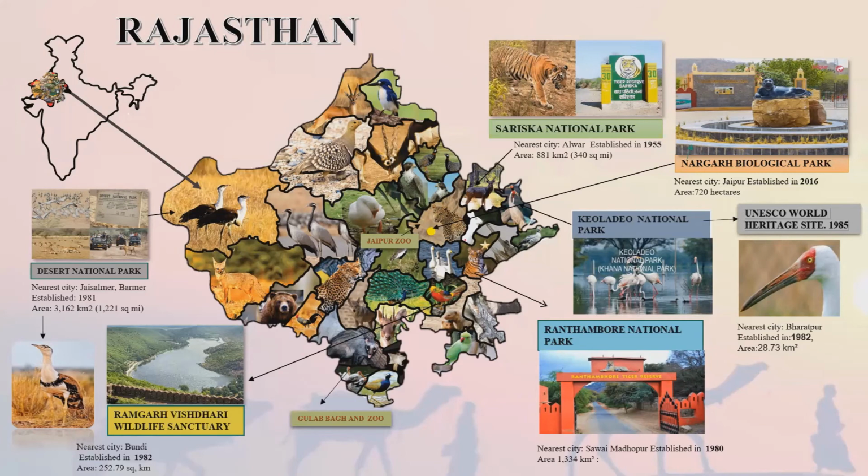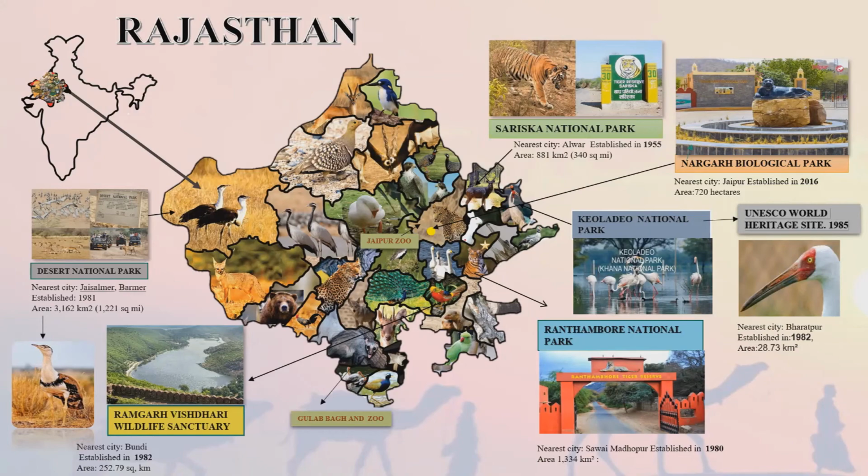To create awareness about animals and birds, each of the 33 districts of Rajasthan has been represented by an animal mascot. Some major national parks in Rajasthan are Keoladeo National Park, Ranthambore National Park, Desert National Park, Mukundra Hills National Park, and Sariska National Park. Keoladeo National Park, also known as Bharatpur Bird Sanctuary, was a royal game reserve. It protects about 400 species of migratory and resident birds.